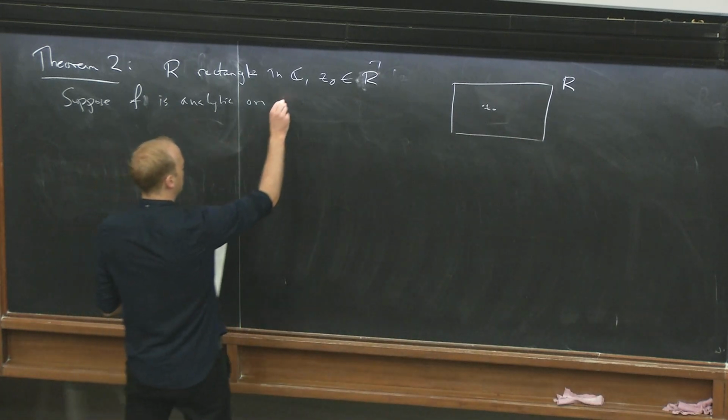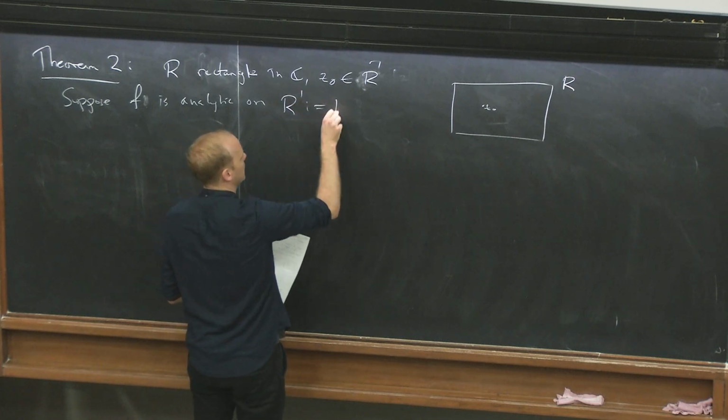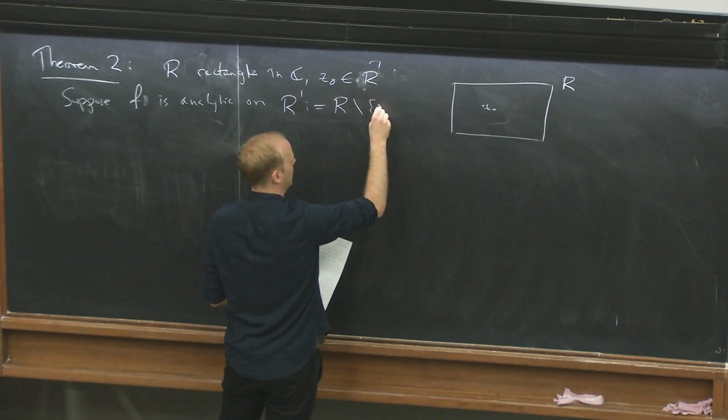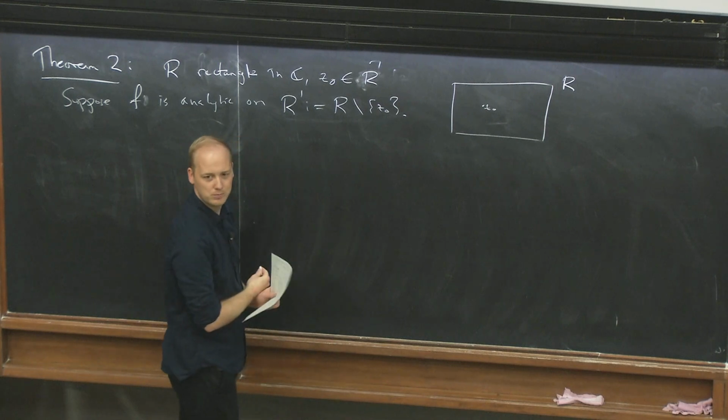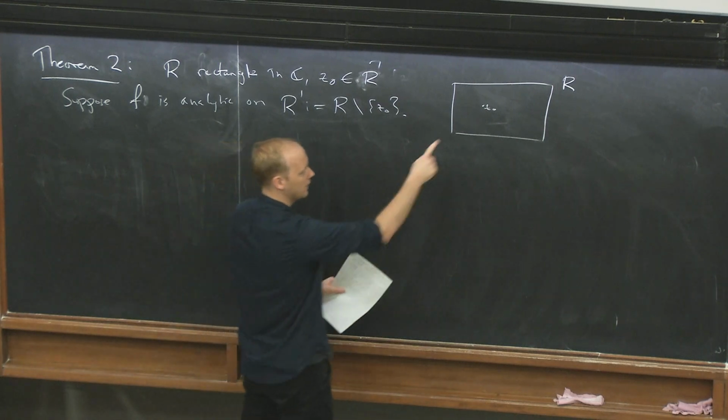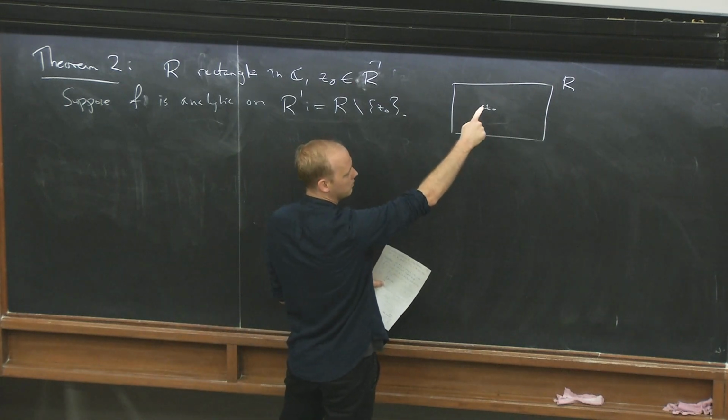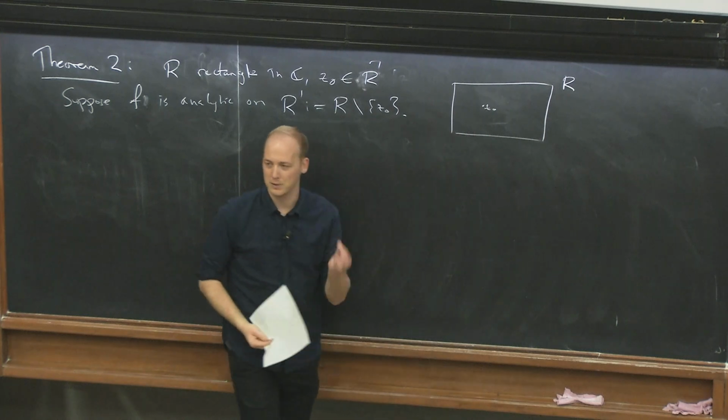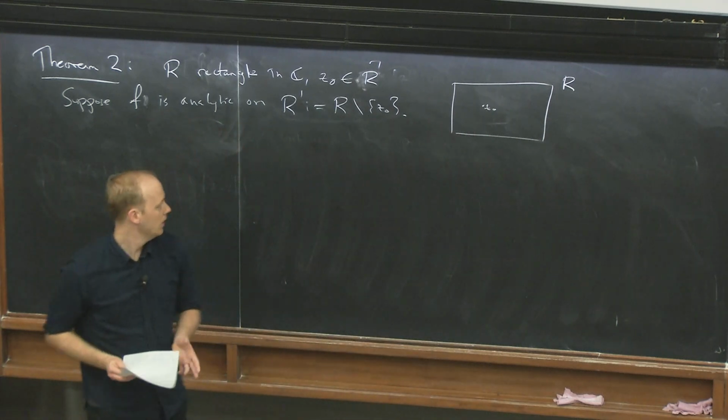So if it's analytic on R prime, which I then take to be R, but I remove this point, okay? So I take away this point. It's holomorphic everywhere, but it has some problem here. Maybe it's 1 over Z minus Z0, something like that.